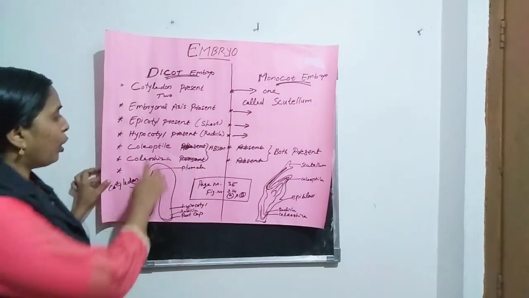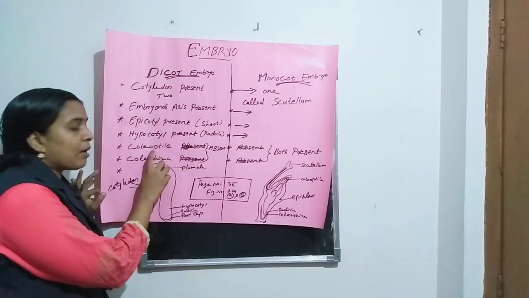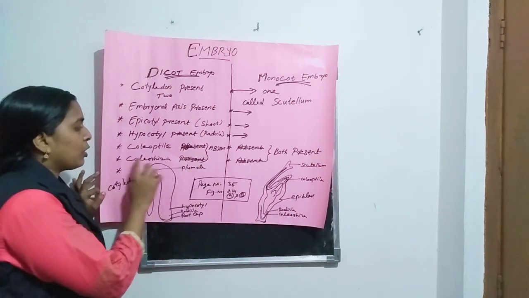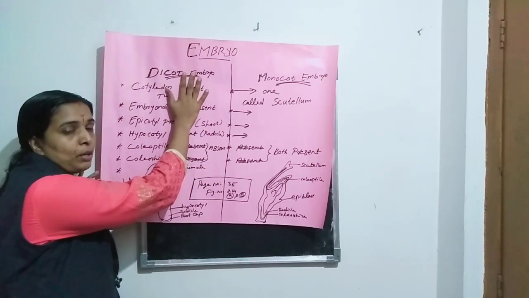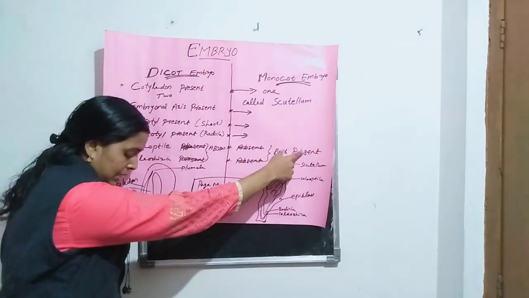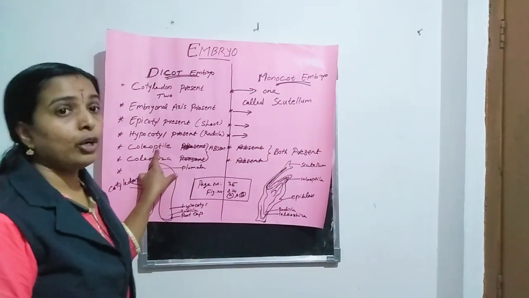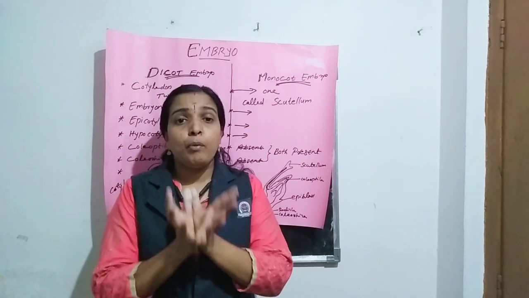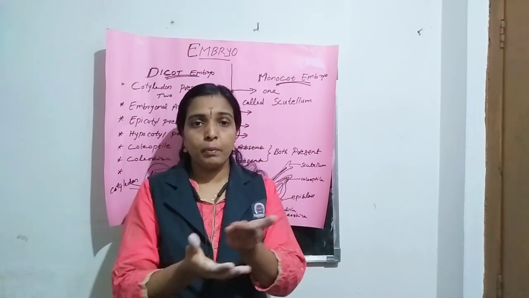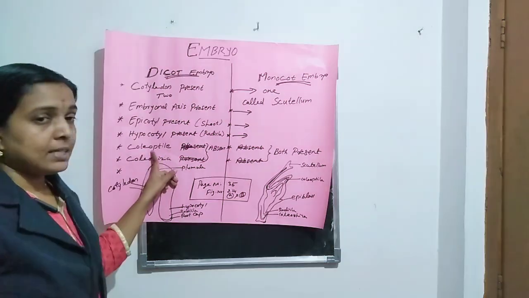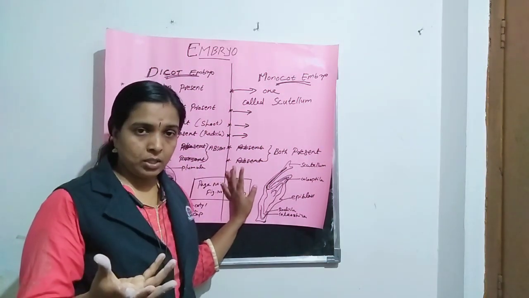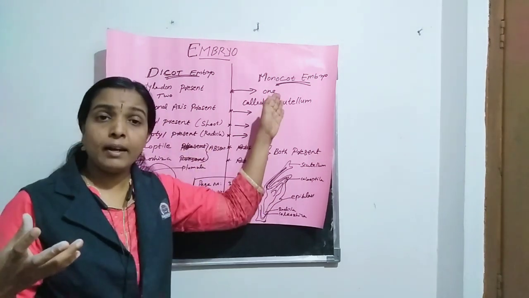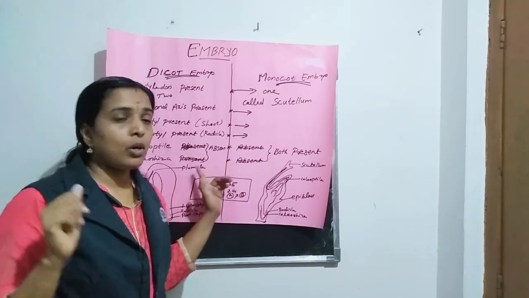The next structure, coleoptile. P represents plumule, that you have learnt already. Coleoptile is absent, and coleorhiza is also absent in dicot embryo. But these two structures are present in monocot embryo. What is coleoptile? Coleoptile is an undifferentiated sheath-like covering that protects the plumule part or the shoot part. That is what is called a coleoptile. It is present only in monocot embryo, absent in dicot.